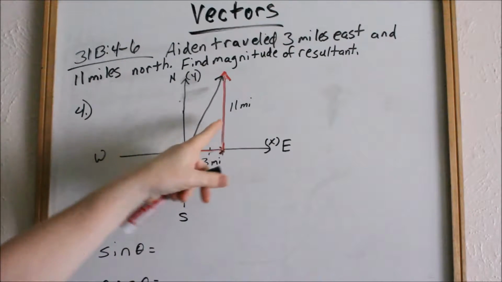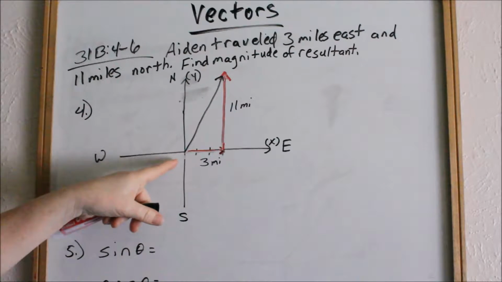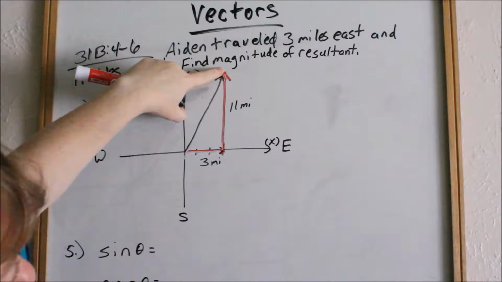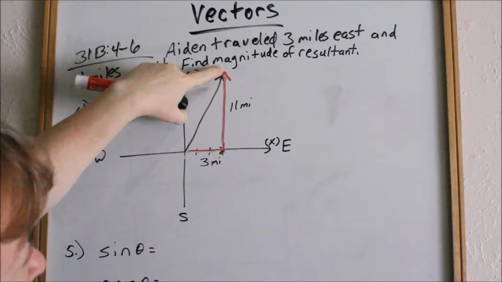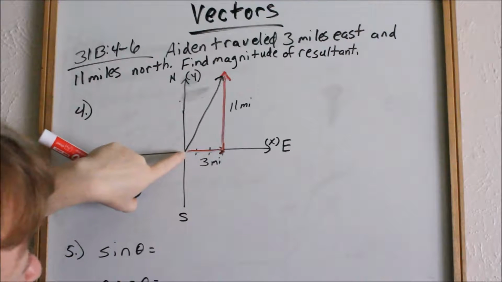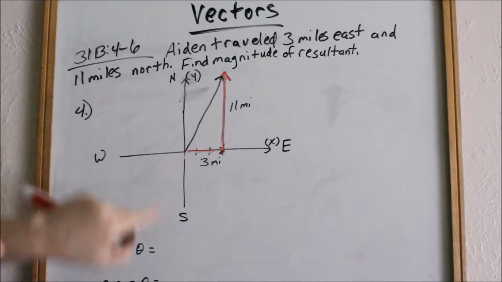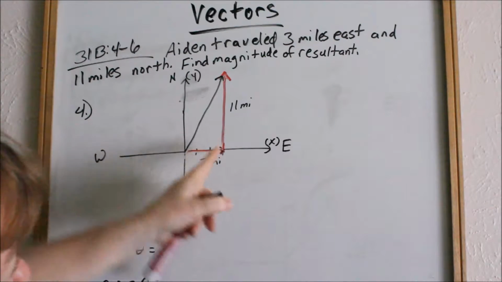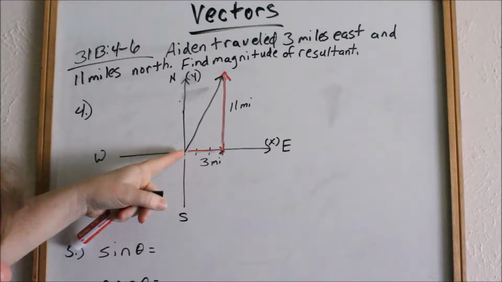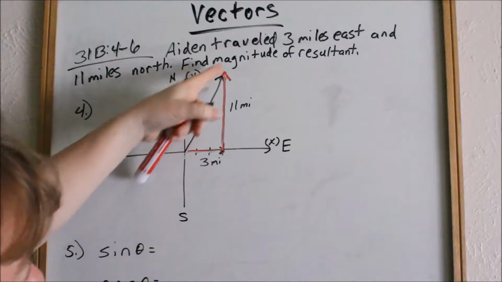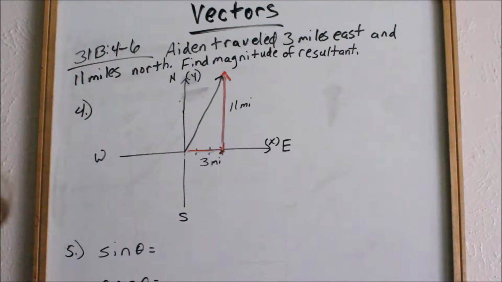Walking to the east and to the north is the same as starting here and ending up in the same ending point. So the resultant starts at the same starting point and it ends at the ending point. So Aiden could have walked 3 miles east and 11 miles north, or she could have walked this path here, the resultant, and ended up in the same place.